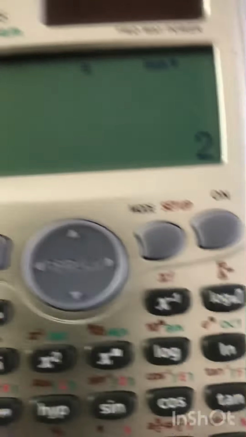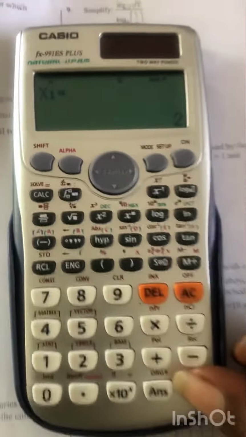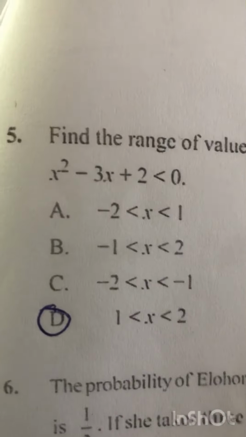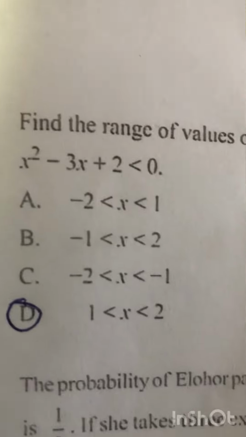So I press equal to, x1 is equal to 2. I press equal to again, x2 is equal to 1. So the answers are 1 and 2. When you check the options, you see that the answer is D, 1 and 2. Question 6.